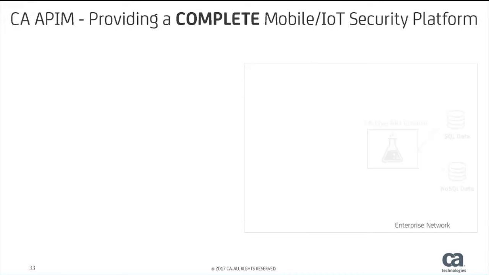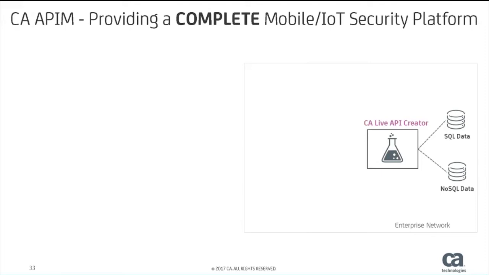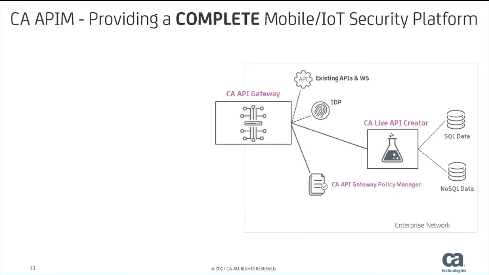So CAPI management at the end has the Live Creator to create apps or create APIs based on databases, NoSQL and SQL, by just pointing to them, and the metadata schema creates the REST API for you automatically. So a completely new approach to development.